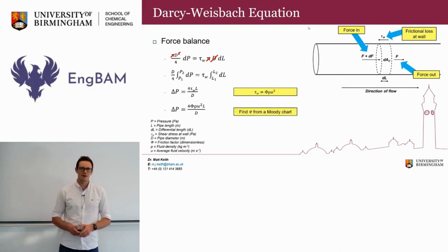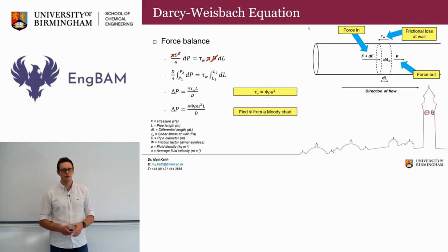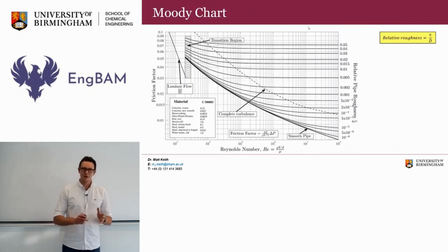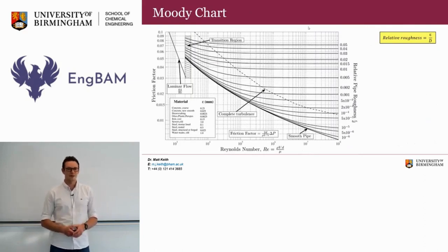And we find phi using a diagram called a Moody chart. This is a fairly simple way of doing it. When we're doing some design work, we might use certain engineering software, and that will often have friction factor values built in. The Moody chart, however, looks like this. It looks a bit complicated, but if we start breaking it down, we can see how it starts to make sense. What it shows is friction factor on the left-hand side, and that's the final thing that we're trying to find.